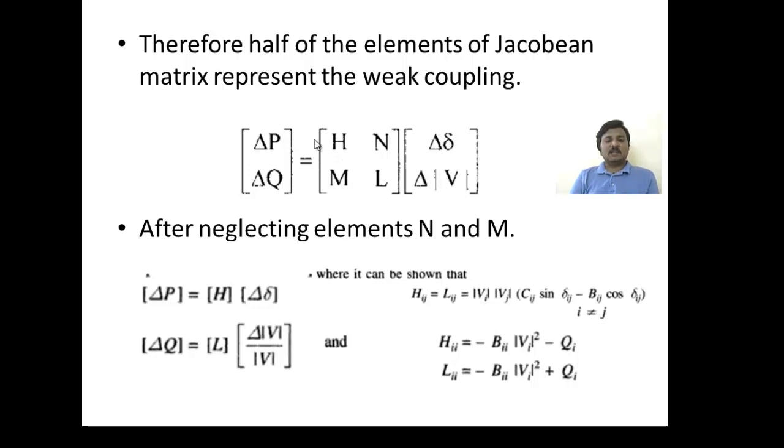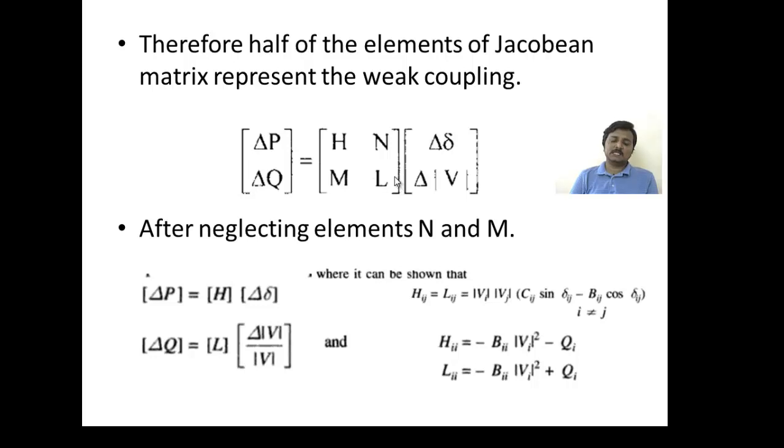Now see, H is the relation between P and delta, which is a strong relation. N is the relation between the change in P and voltage, which is a very weak relation. M is the relation between change in Q and delta, which is also weak, and L is the relation between Q and V, which is a strong relation. So based on the assumptions about strong and weak relations, we can neglect N and M, which are the weakly coupled elements of the Jacobian.